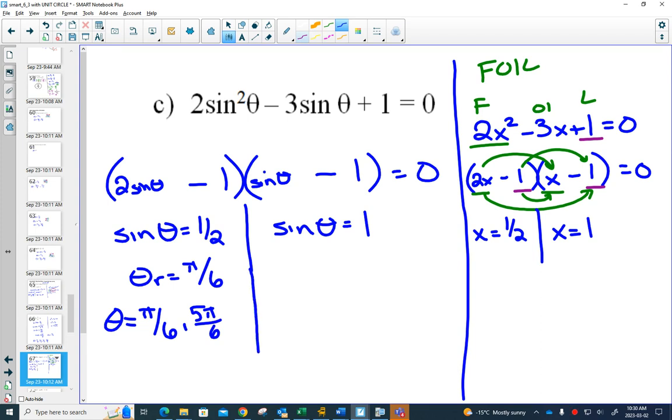When is my y-coordinate equal to 1? That's an axis family. That happens at pi over 2.